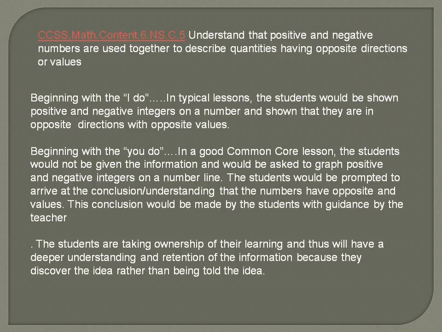Typically, the textbook's going to begin with the I do. It's going to have a drawing, or the teacher's going to be directed to draw the number line, and the teacher's going to plot -3 and 3, and they're going to count the spaces from 0 to 3 and 0 to -3, and they're going to be shown from the very beginning of this lesson that these are opposite values, they go in opposite directions. And then maybe the students are going to practice on their own, creating number lines and plotting and showing how they're opposite.